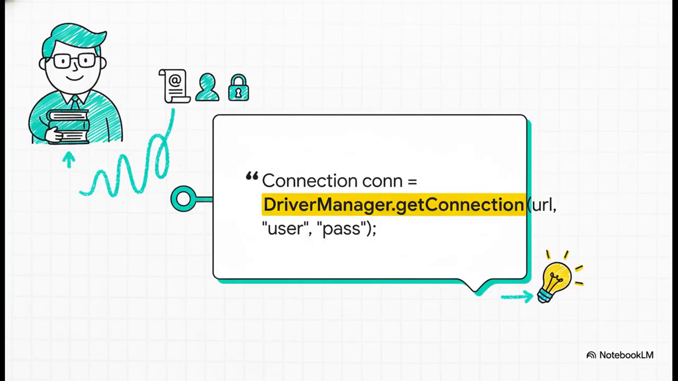And here you can see one of those key steps in action. Don't worry about the code, just look at the idea. This single line is the moment our application asks the librarian, the driver manager, to open up that phone line, that connection. It just gives it the address of the database, a username, and a password, and in return, it gets back an active connection, all ready to go.